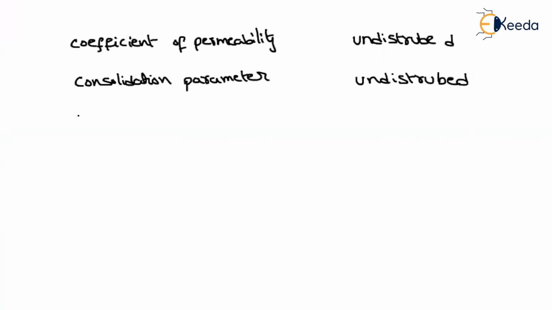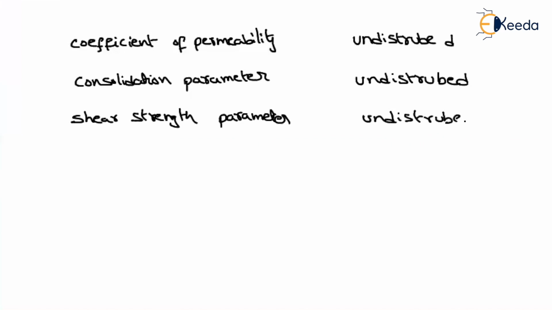Similarly, if you want to estimate the shear strength parameters, what are the shear strength parameters? C and phi. If you use a disturbed sample, what will happen? The structure and mineralogy will change. If the structure and minerals change, their C and phi will also change. That's why here we have to go for the undisturbed samples.